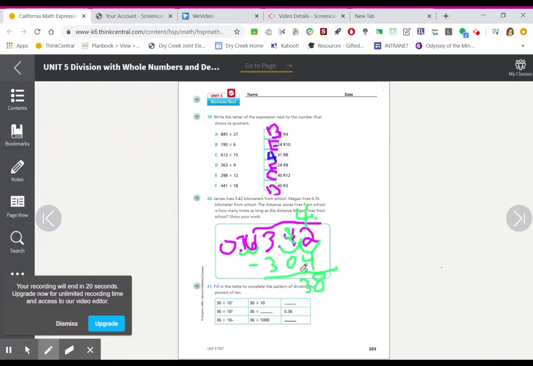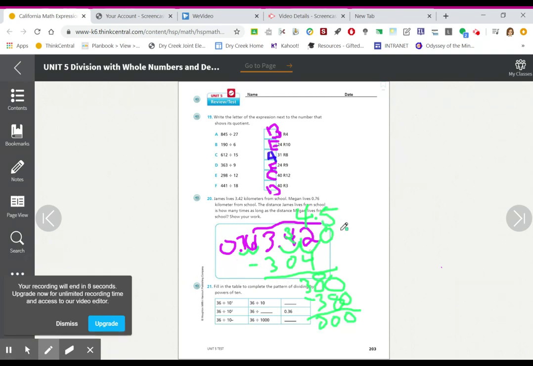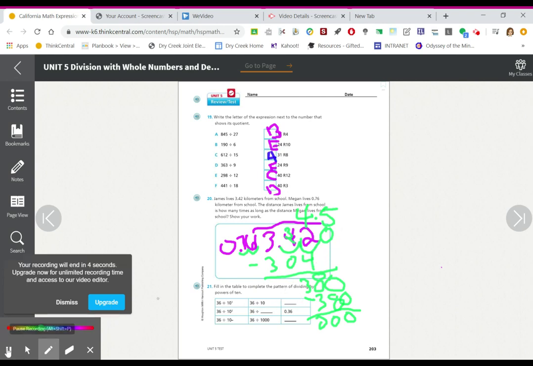342 minus 304 gives me 38, but I have a decimal here, so I'm going to keep going. I'm going to add a 0, bring my 0 down and makes it 380. 76 goes into 380 5 times and it gives me 0, so it's 4.5 times. So James lives 4.5 times longer.